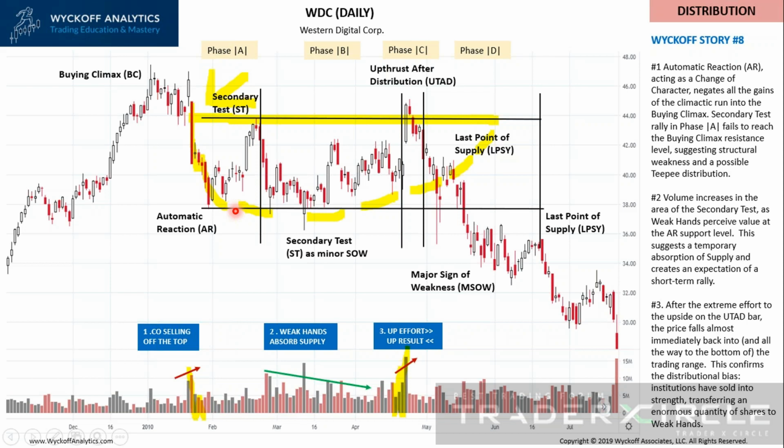For example, what happens here? We see an upthrust, high effort to the upside, a lot of volume, low result. We barely commit above the top of the big down bar. We fail. Not good.